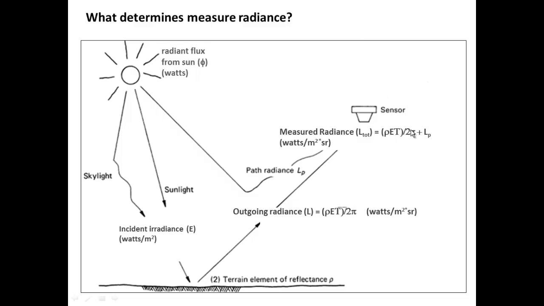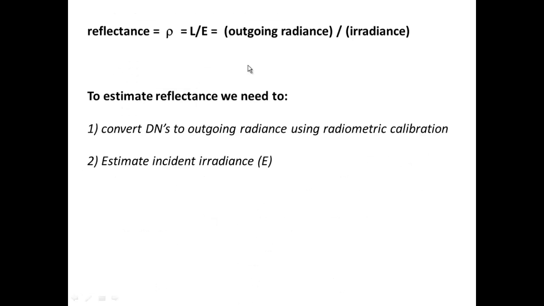So that outgoing radiance is measured at the sensor, but it's combined with the path radiance, which is reflected off the atmosphere. So in the last video, I showed you how to subtract away this path radiance and actually compute L directly. So in this video, I want to show you how we can use L to actually calculate reflectance. We can now recognize that reflectance is just given by the ratio of outgoing radiance over irradiance.